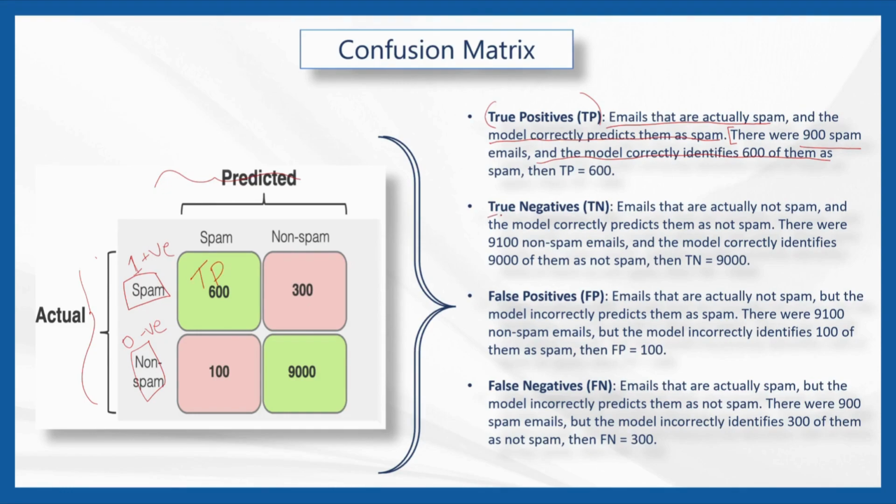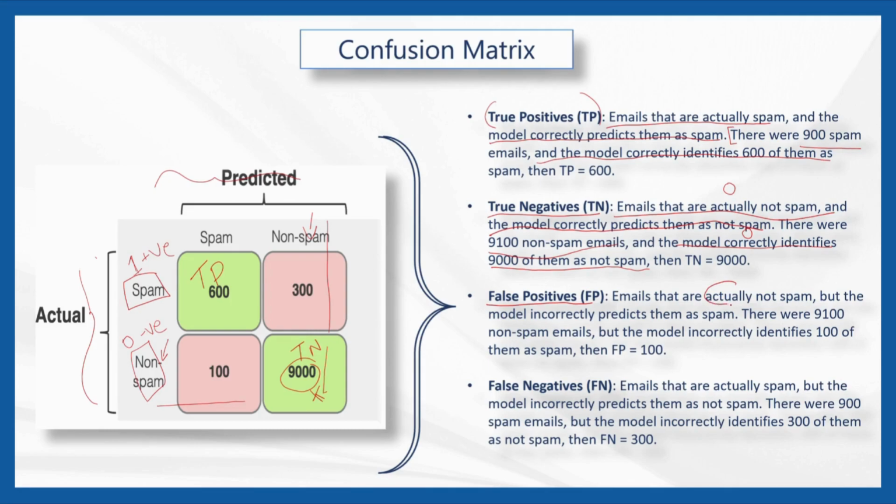Coming to true negatives. These are emails that are not spam and the model correctly predicts them as not spam. They were class 0 and the model predicted them as class 0. In our example, there were 9100 non-spam emails and the model correctly identifies 9000 of them as not spam. So our true negative number becomes 9000. How to visualize this? The actual is non-spam and the predicted is also non-spam. So the intersection becomes a true negative.